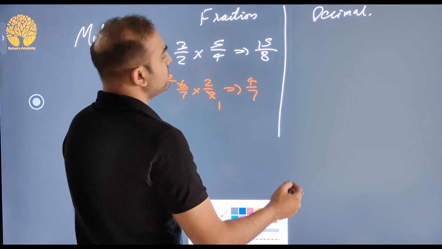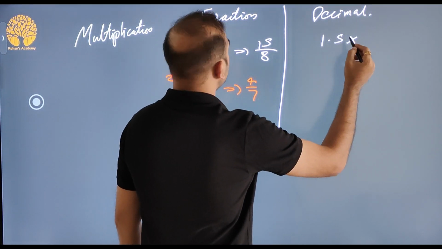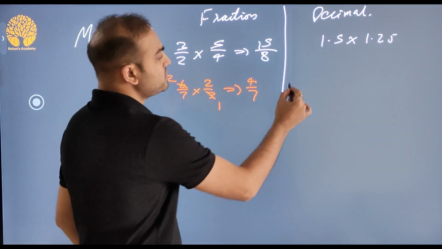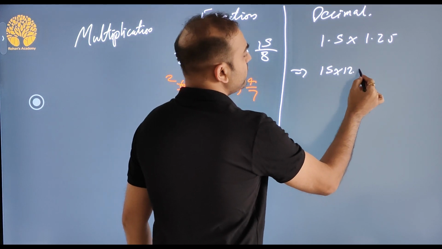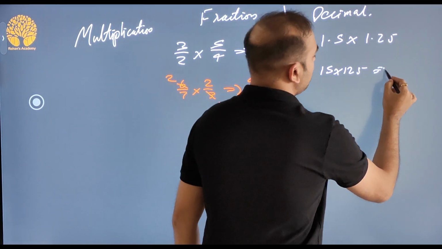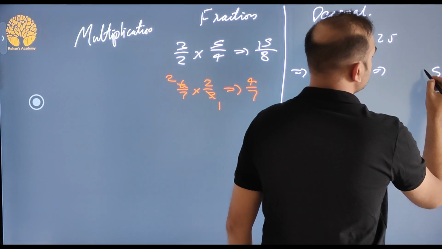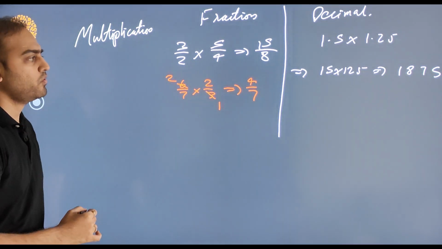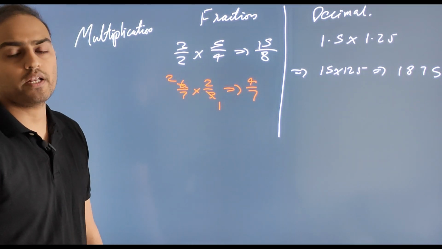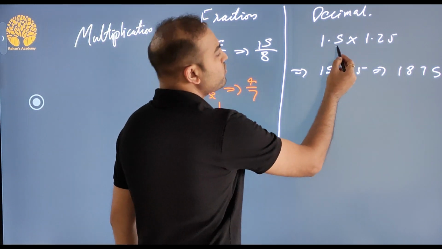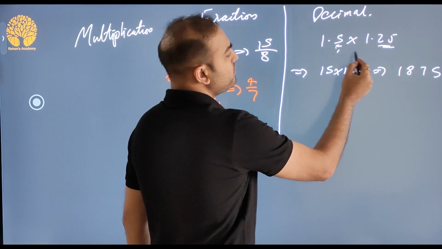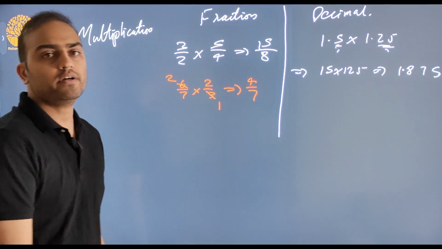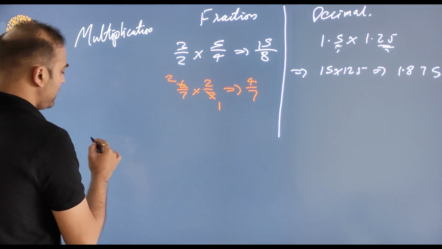Coming on to decimals, same decimals. If I do 1.5 times 1.25, the point is, forget the decimals, just normally multiply 15 times 125. That gives you 1875. 15 times 125 is 1875. Now count total decimals. So you have 1 here, 2 here, total 3 decimals. So 1, 2, 3, put a decimal point here.